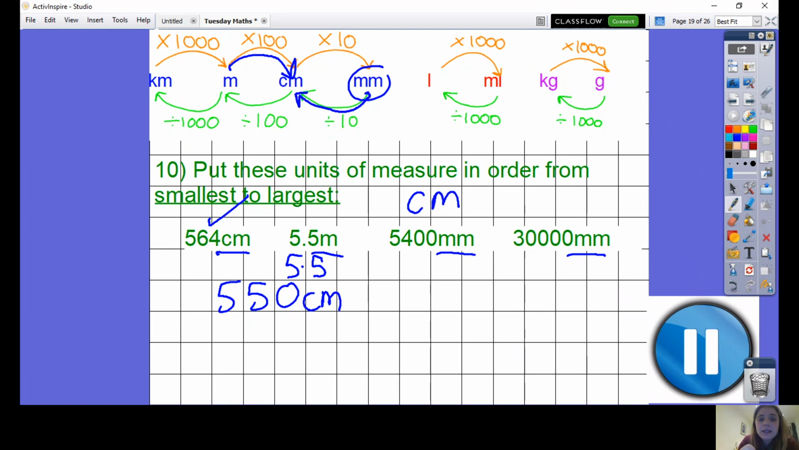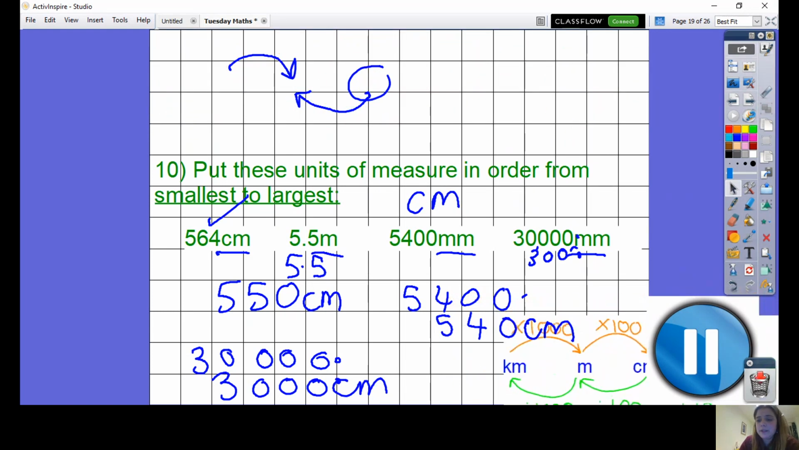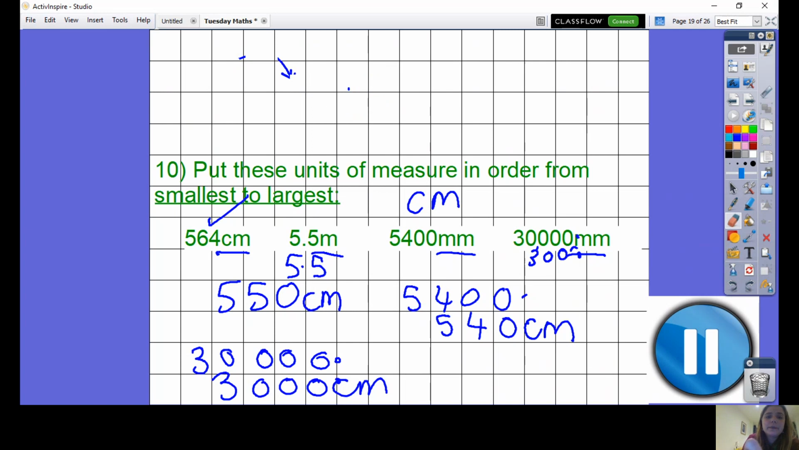Okay, now I've got 5,400 millimeters. From millimeters to centimeters, I'm going to divide by 10. 5,400, dividing that by 10, making it one place smaller, 540 centimeters. Similarly here, I've got 30,000 millimeters. I need to divide that by 10, making it one place smaller, 300. Sorry, I tried to save time, but it has not helped. So I'd put my 30,000 millimeters here, make it all one space smaller. That is 3,000 centimeters. Okay, I've run out of space a little bit, so I'm just going to move this stuff over here to put mine in order.